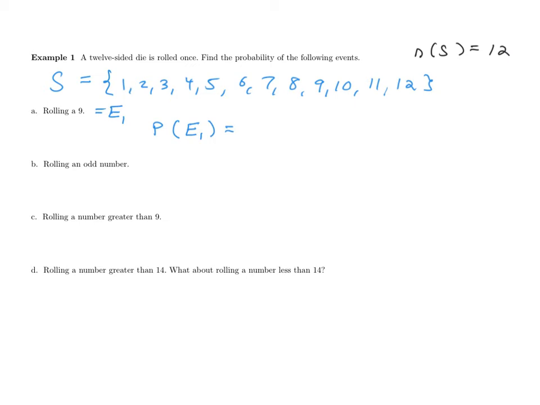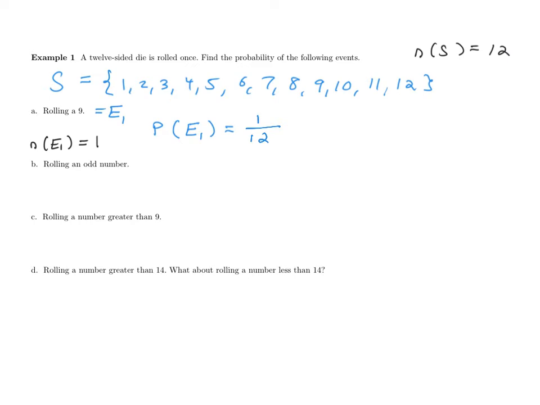What are the number of things in E1? Well, there's exactly one thing. You can roll a 9. It's definitely a subset of this set if you just took this one thing. So to get your probability, you would take the number 1, the part, and divide it by 12, the whole. And this is it. 1/12 is your probability.